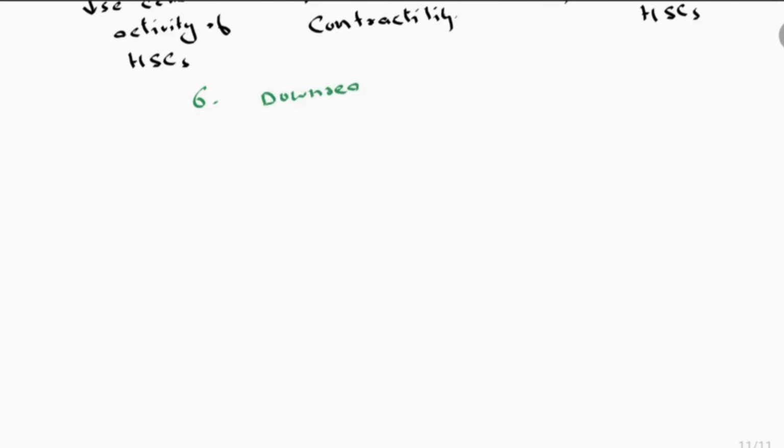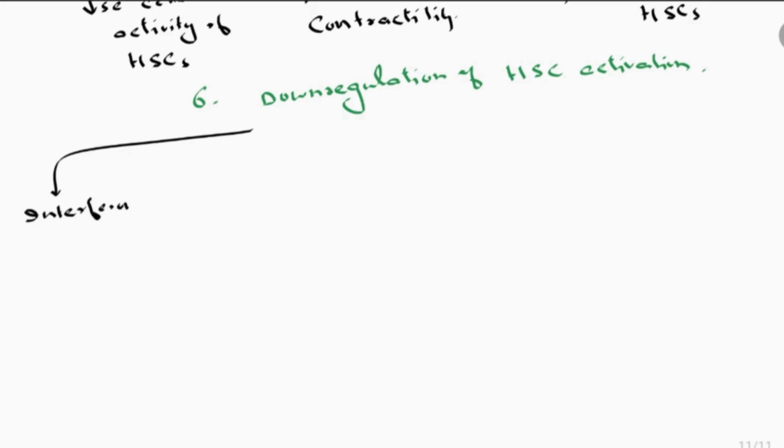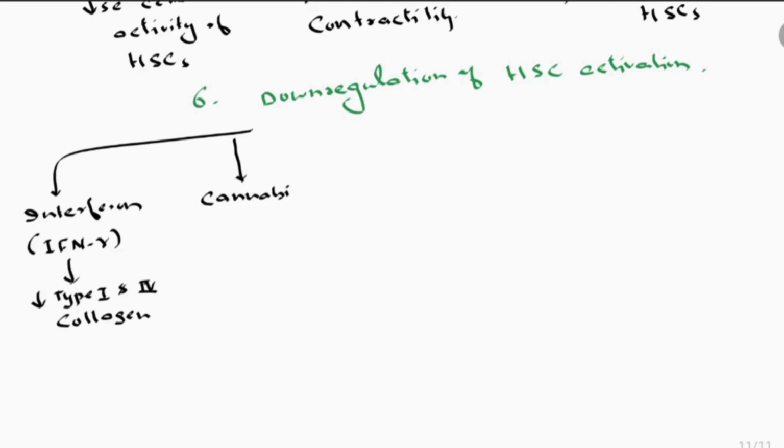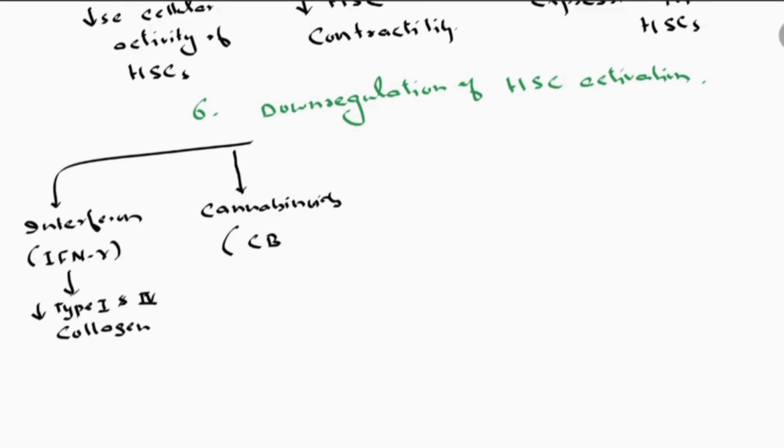Number 6, downregulation of hepatic stellate cell activation. We have a number of drugs in this group, like interferons. In interferons, we have interferon gamma. This interferon gamma decreases type 1 and type 4 collagen. Cannabinoids. We have two types of cannabinoid receptors, CB1 and CB2. CB2 is antifibrogenic, while CB1 is fibrogenic. So, for decreasing liver fibrosis, we have CB2 agonists and CB1 antagonists.